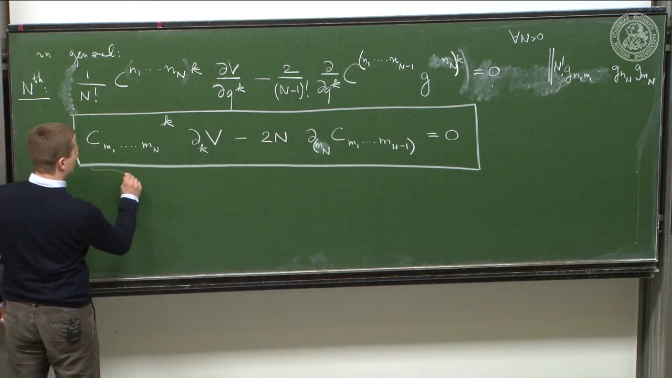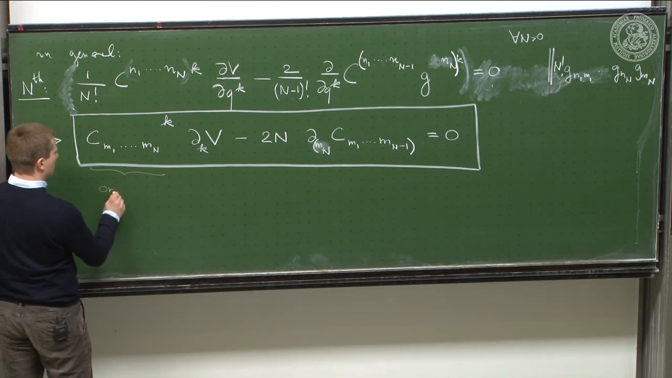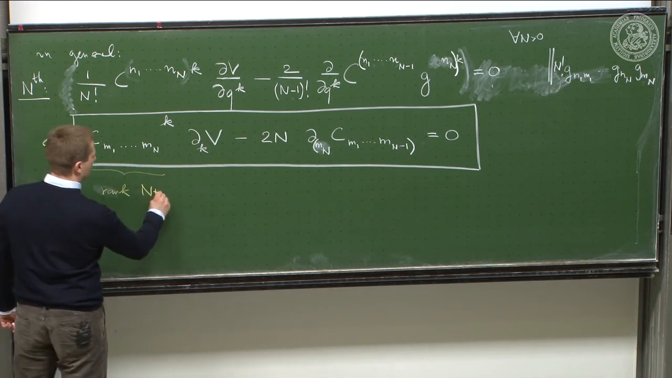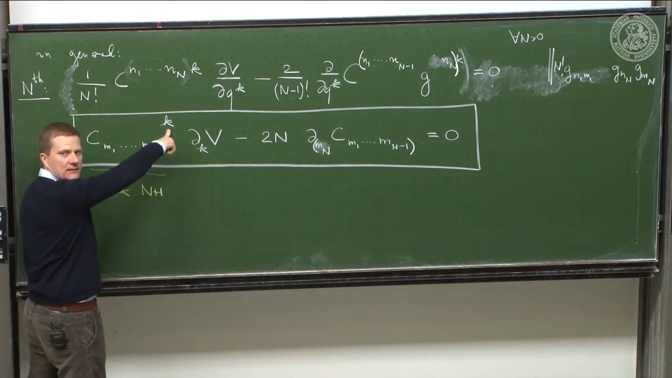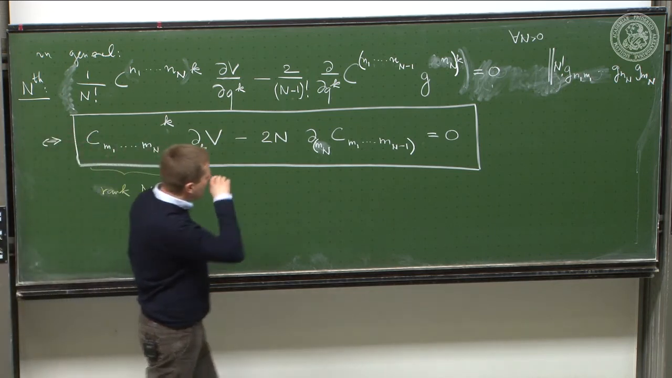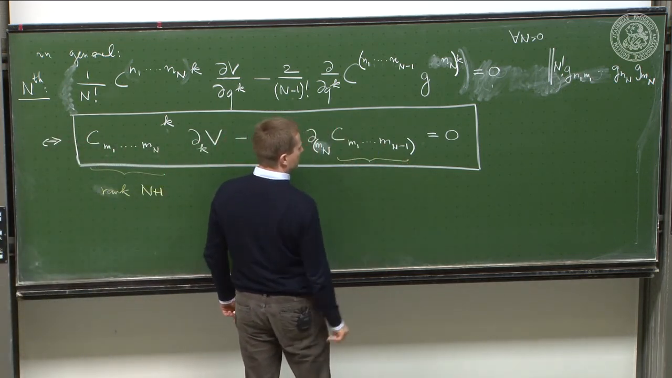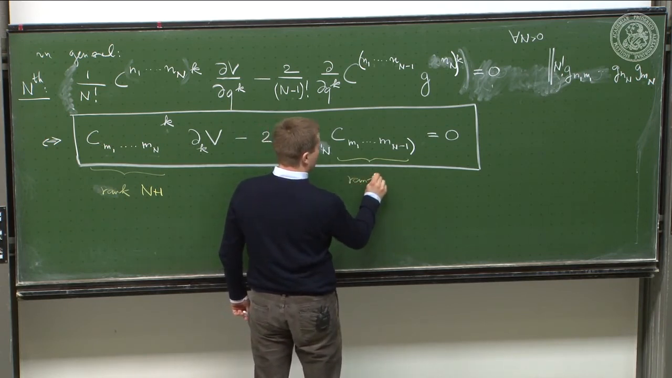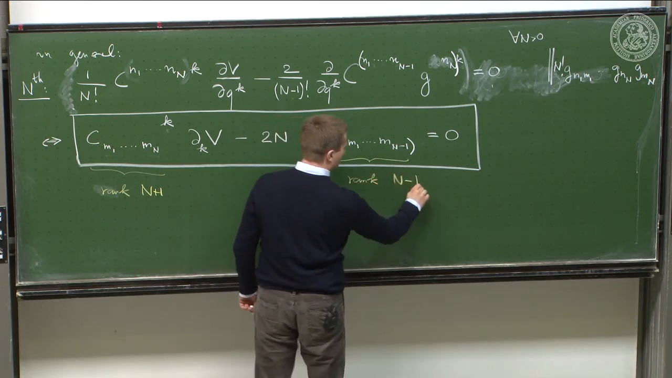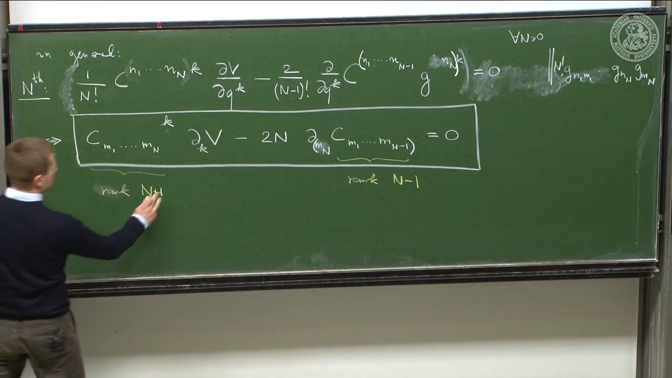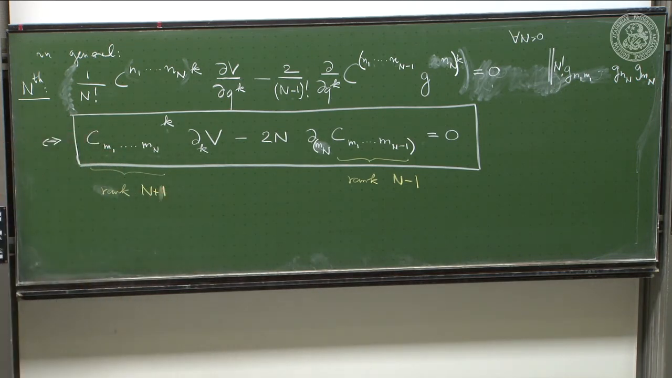This guy here is of order, well, now I mean by a rank, let me call it rank, of rank capital N plus 1. N plus 1 up here, don't forget it. And this coefficient here, whose totally symmetrized derivative we take, is of rank N minus 1. So there's a gap of ranks of 2 between these two.